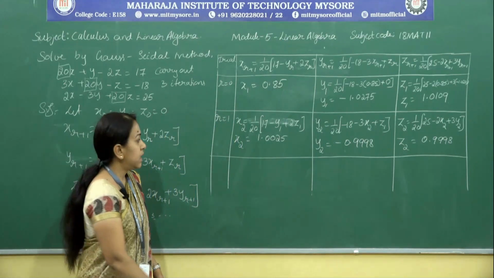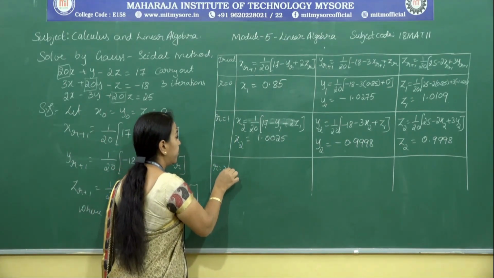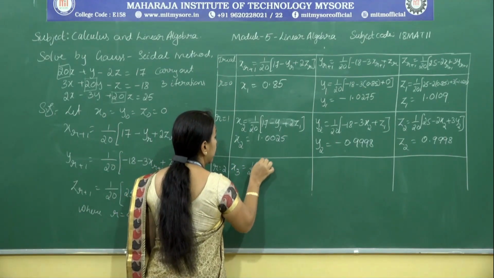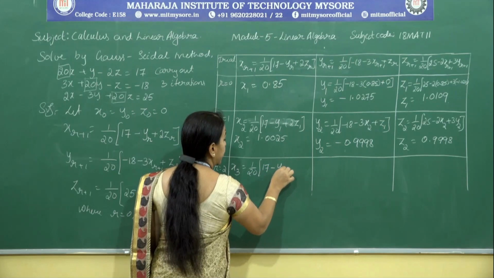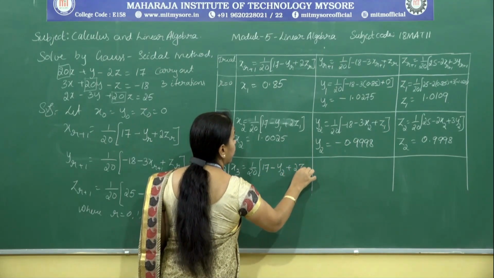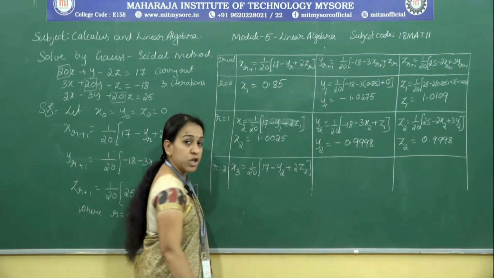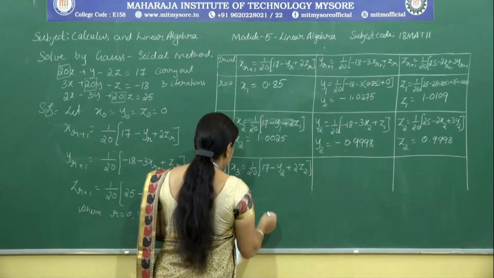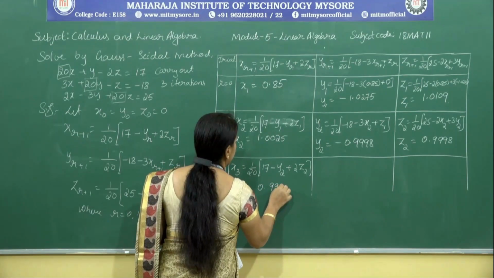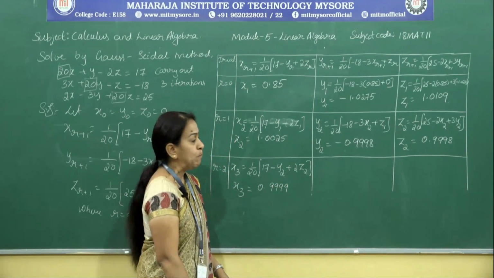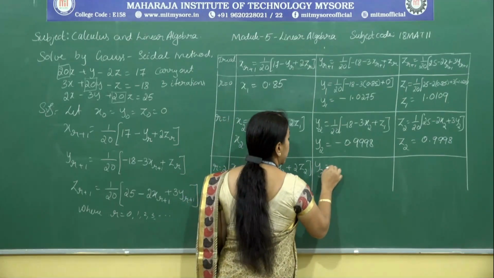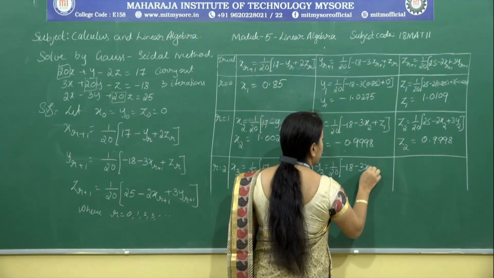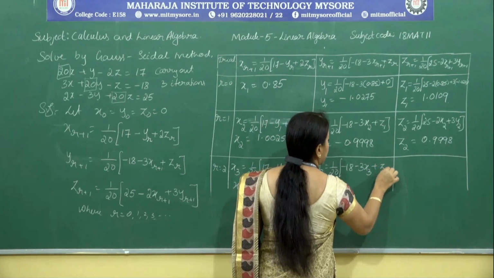Next and last trial: if I put r equal to 2, then I will get x3 as 1 by 20 into 17 minus y2 plus 2 times z2. You know what y2 and z2 are, so substitute those values, then we will get x3 as 0.99994. Similarly, y3 is 1 by 20 into minus 18 minus 3 times x3 plus z2.